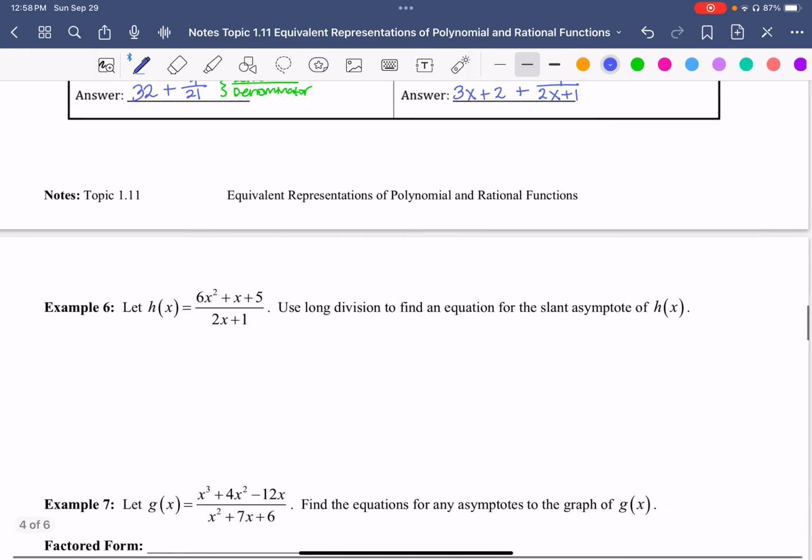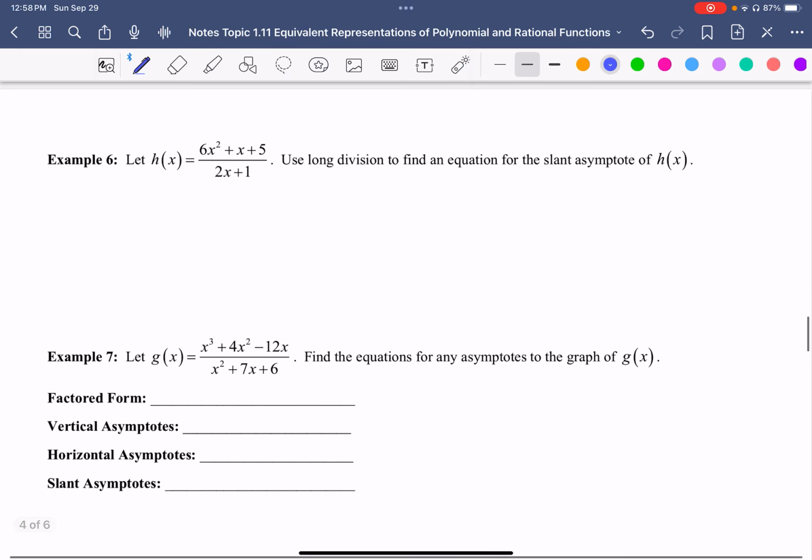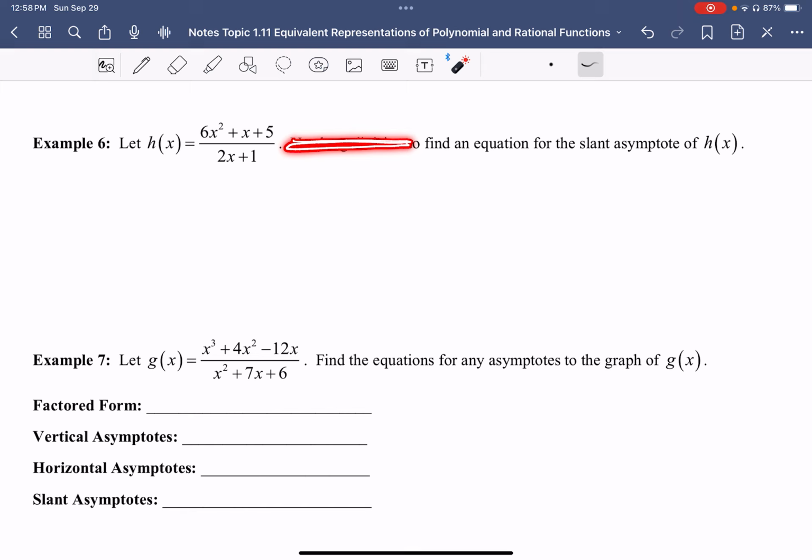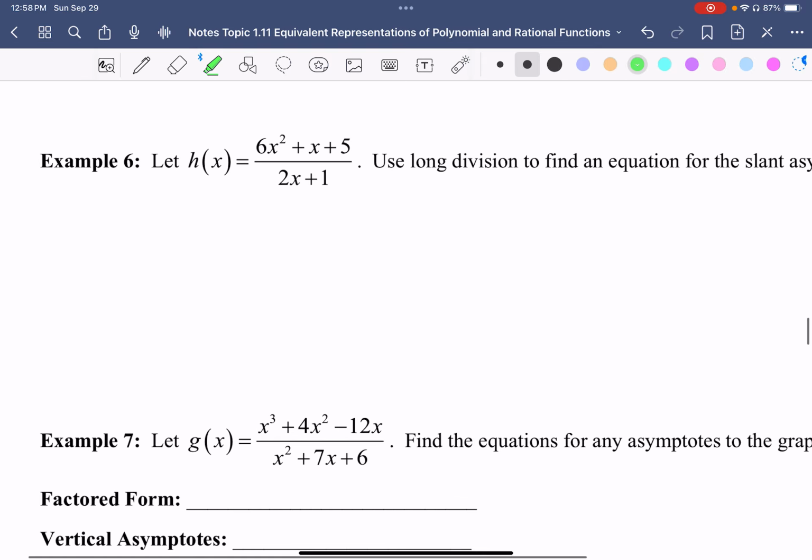Let's do another example. We're going to let h of x equal 6x squared plus x plus 5 divided by 2x plus 1. Use long division to find an equation for the slant asymptote. Now, they don't have to give you this information. If they just say find the equation for the slant asymptote, you need to know that the method to do that is long division.